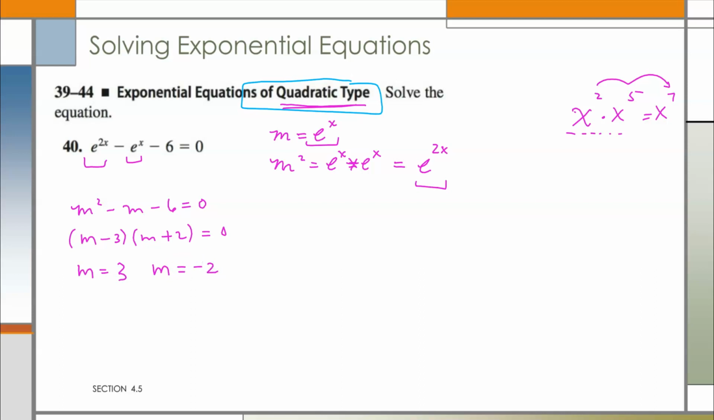But what were we solving for? We wanted to know what value of x made this equation true, not m. So we have to go back and undo m and go back to e. Not as hard as it sounds. What we said here was m was equal to e to the x power. So we'll just say 3. That's what we got for our first m. 3 is equal to e to the x.